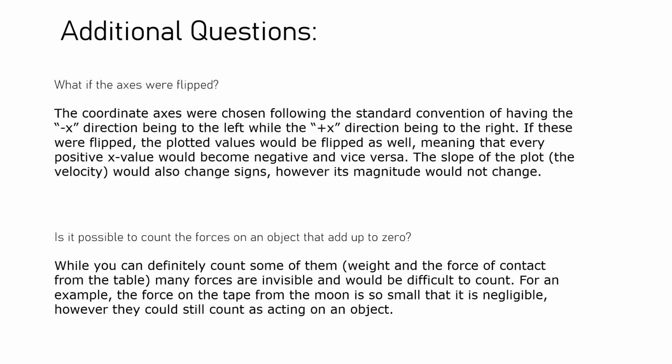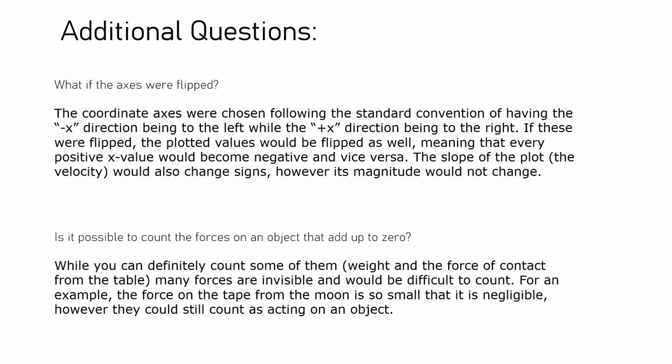So some additional questions were, what if the axes were flipped, and simply put, negative will become positive and vice versa? Nothing would change except how we view the problem, because the magnitude of displacement would not change and all sign values would change, so it is an arbitrary change.